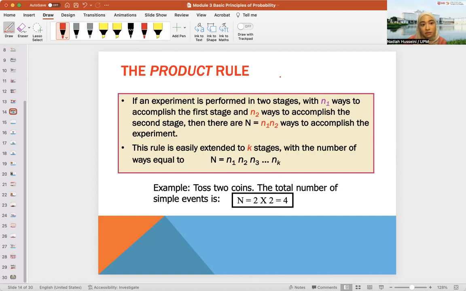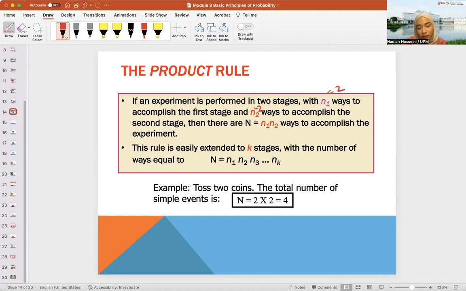You either get a heads or a tail. So you know that you only have 2 for tossing a coin. And you toss the coin again. What is your outcome? What are the events that you get from tossing the second coin? You either get a heads or a tail again. So this is also equal to 2.